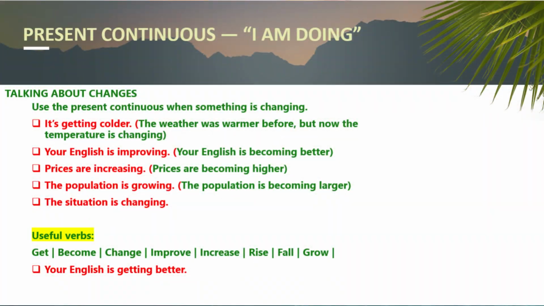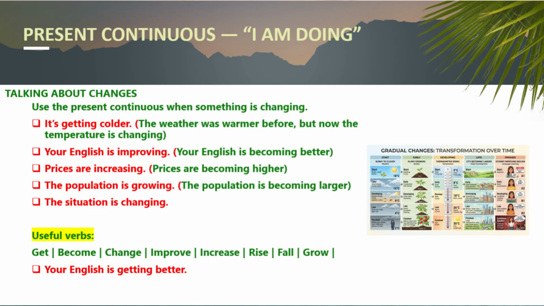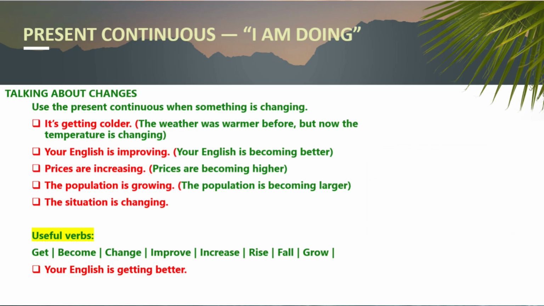We can also use the present continuous when something is changing. Think about something that was one way before, but is becoming different now. For example, it's getting colder. The weather was warmer before, but now the temperature is changing. We can say, your English is improving. Your English is becoming better.